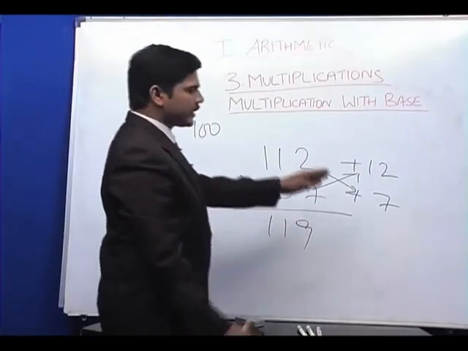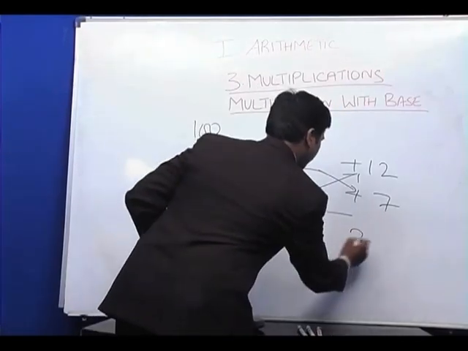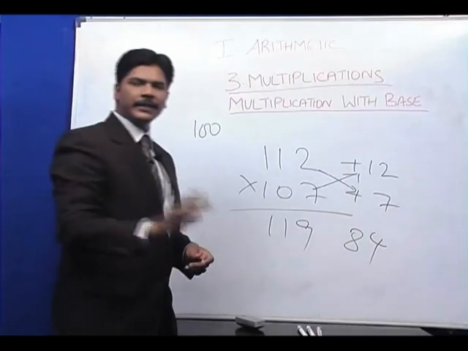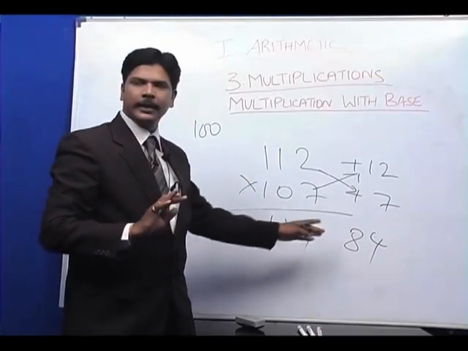119. To get the RHS number, just multiply the complements. 12 sevens are 84, and that's the final answer. When you multiply 112 times 107, you get 11984.